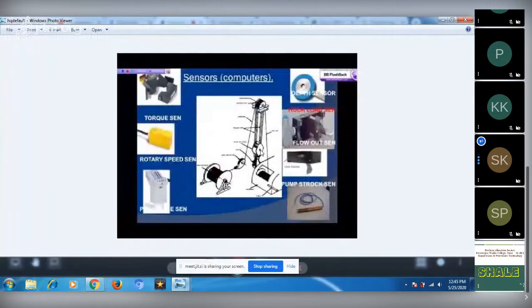You can see that cable running to a drum. This is what we call the draw works. There is a slot over here where we hook up the draw work sensor, and then it will start measuring.